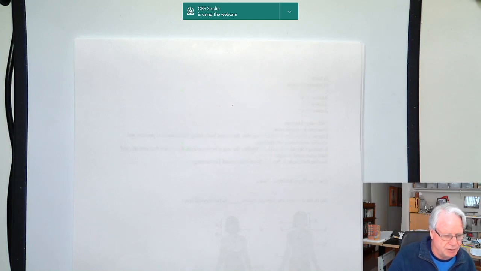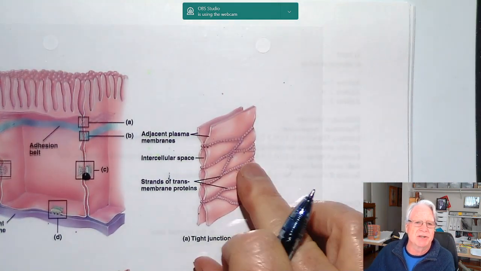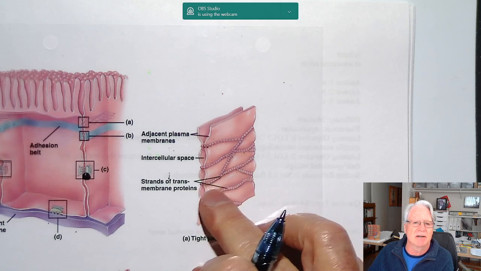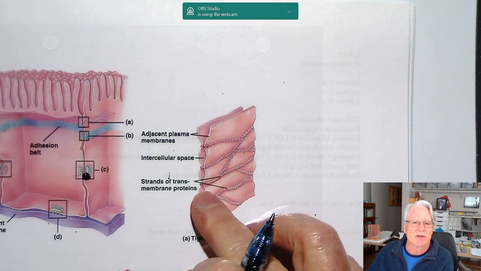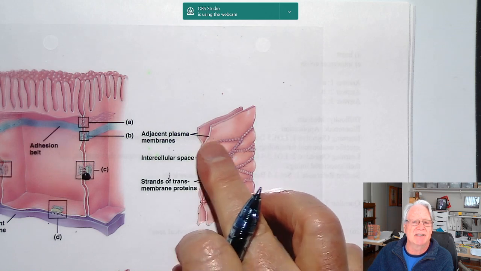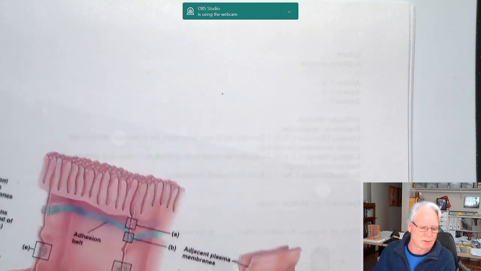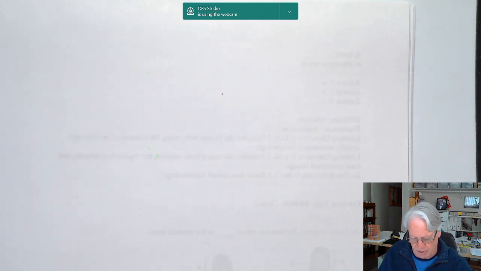And just to remind you, this is what we're talking about: a series of transmembrane proteins, or strands as they're called, that are sealing the membranes of two adjacent cells together.